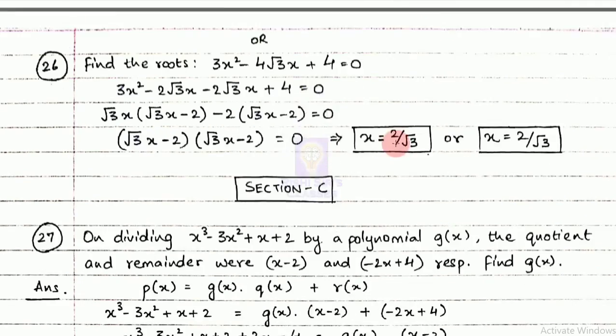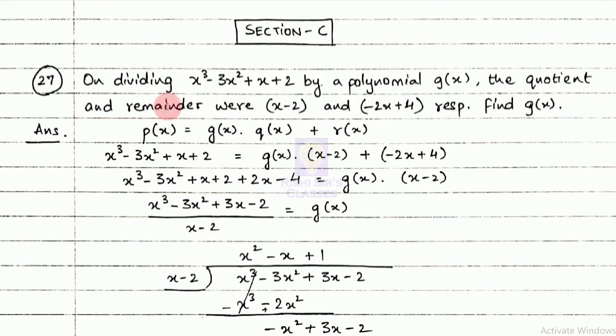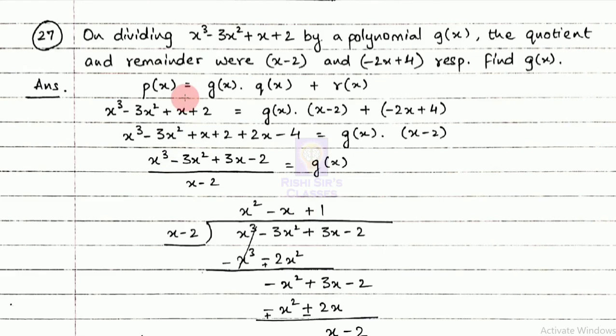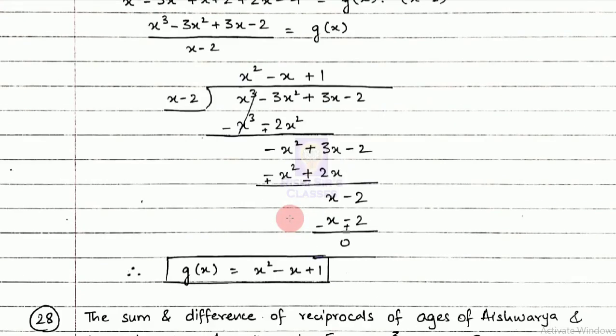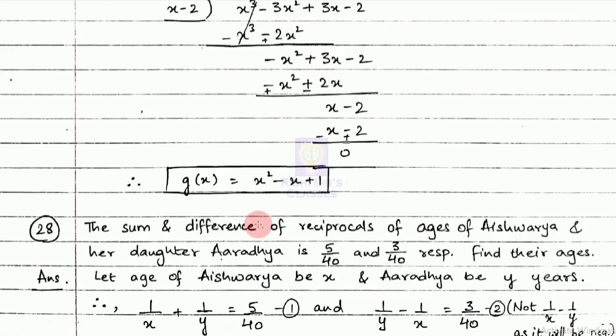Moving on to section number C, 27th question. On dividing x cube minus 3x square plus x plus 2 by a polynomial g of x, the quotient and remainder were x minus 2 and minus 2x plus 4. We need to find out the value of g of x. So this question is just a simple question of division of polynomials. P of x is given to us, g of x we need to find out, q of x is given to us and remainder is also given to us. Just subtract the remainder from p of x, divide by q of x and we can find out the value of g of x. Simple question.